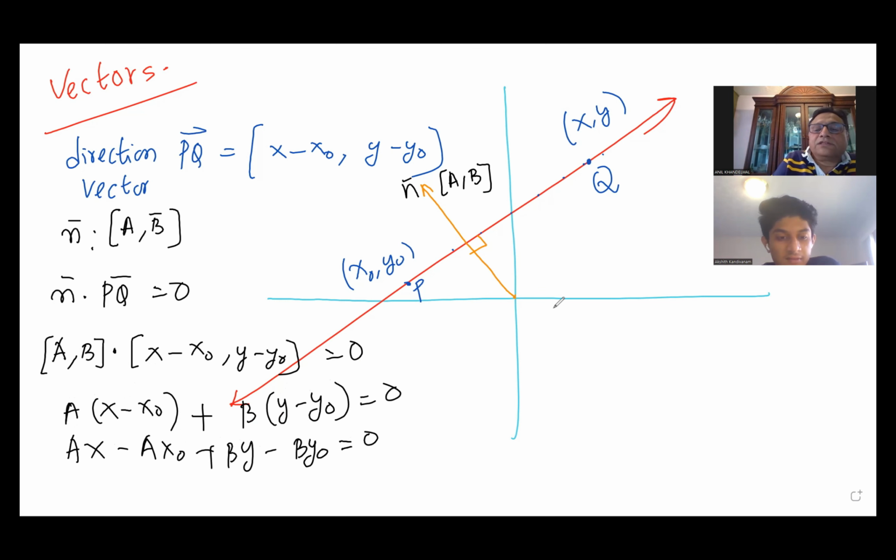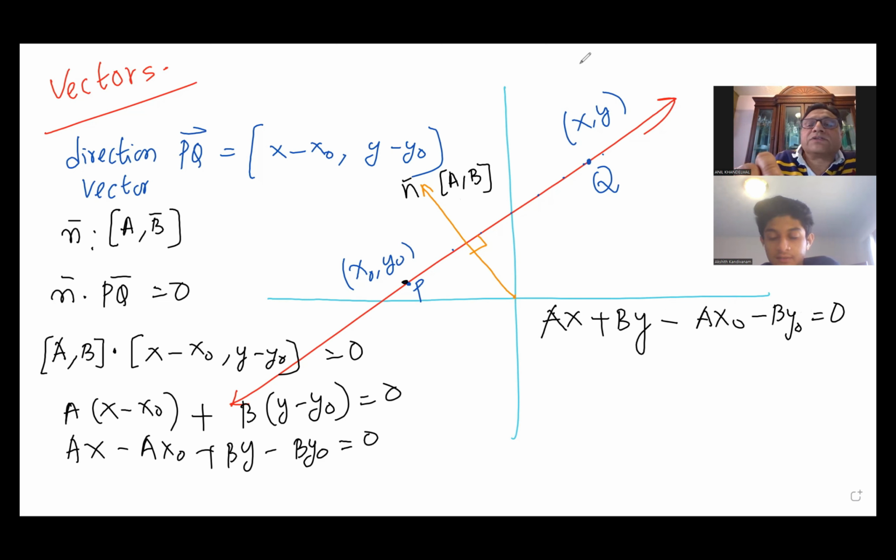Let's rearrange. We have ax plus by. x and y are unknown. We know the normal vector and we know this original point P, right? So minus ax0 minus by0 equals 0. Is it okay? Since these three things are known to us, a, b, x0, and y0, it's a constant. It doesn't change. So we can now write this as ax plus by plus c equals 0.